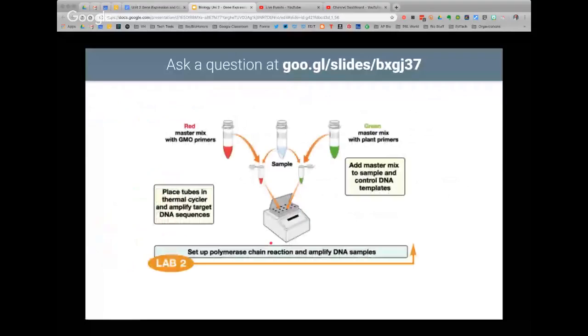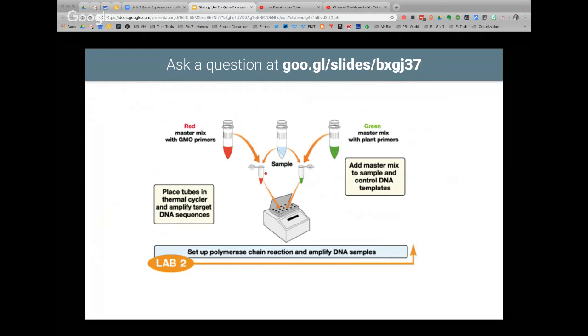So here's how it worked. We took our sample food that we ground up and tried our best to get the DNA out of the cells. We added some of that sample to a tube that had GMO primers. They had primers that were looking for the genetically modified gene that was used. And we added some of that sample to plant primers. These primers found the gene that all plants should have. So theoretically, this one should have worked for everybody. This one would only work if that GMO gene was present.